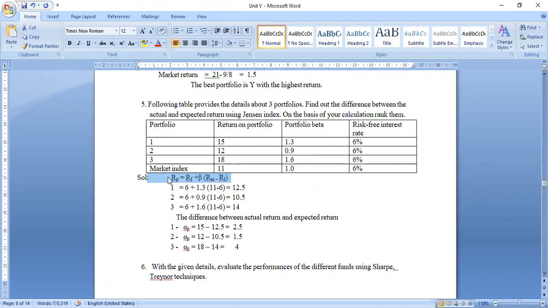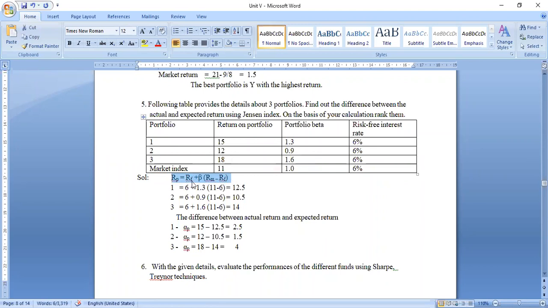Or you can use these two formulas, or you can use yesterday's formula which I have already discussed in the Word document slide. You can use either that or this. All three formulas will give you the same values. So first we are calculating the expected return. So this is the formula of the capital asset pricing model.